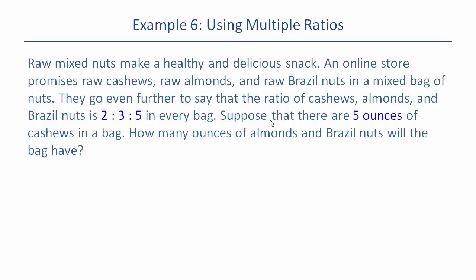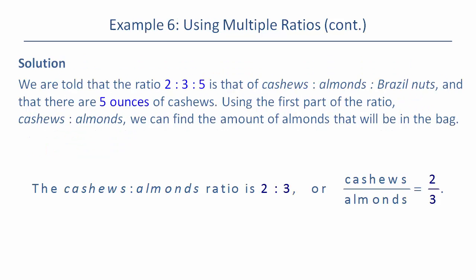Okay, now suppose that there are 5 ounces of cashews, the first one, in a bag. How many ounces of the rest do we have? Now there are a couple different ways to solve this. I'm going to show you the way that most textbooks do it, and then I'm going to show you a better way. All right, so most textbooks are going to make you do these types of questions in 2 parts.